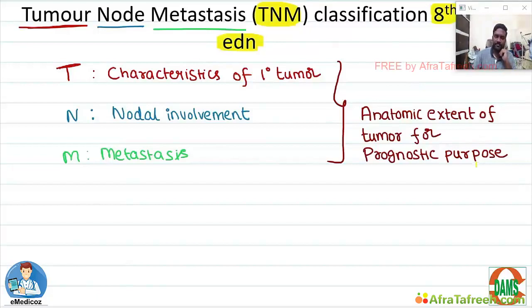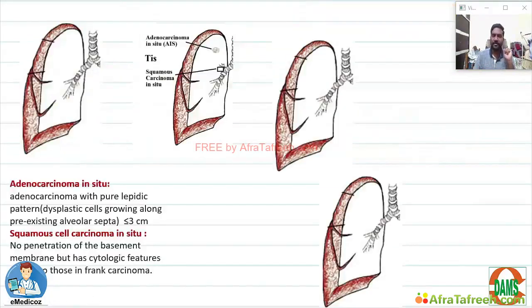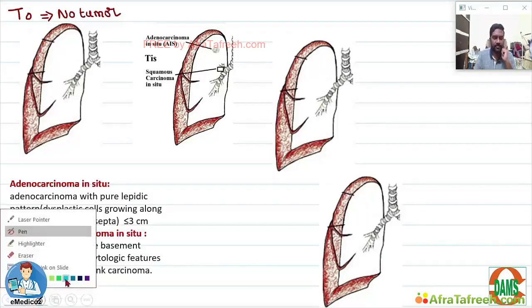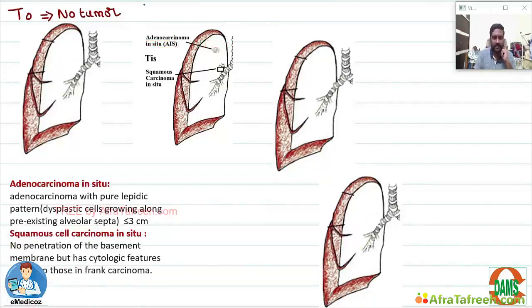First we will start from tumor, then we will go to nodal status, then we will go to metastasis. Coming to the tumor status, we have something called T0. T0 means there will be no tumor. Next we have something called TIS. So this is the sequential order. First is T0, no tumor.